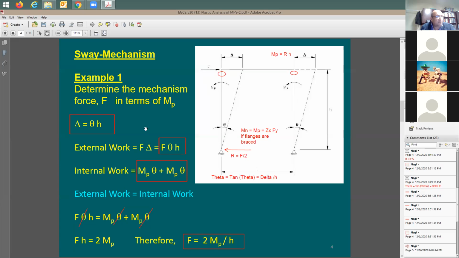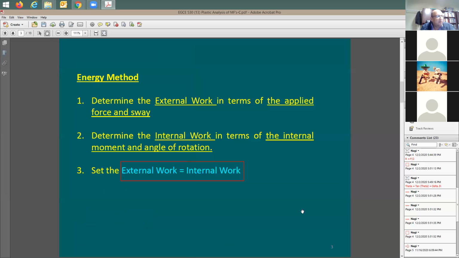So I'm going to say this force, based on this energy method, is going to be equal to 2 MP divided by H. So good, all right. I have here an energy method to find this out for me. But I should be able to find the same conclusion, this mechanism force, differently. How's that? I'm going to take you back here.